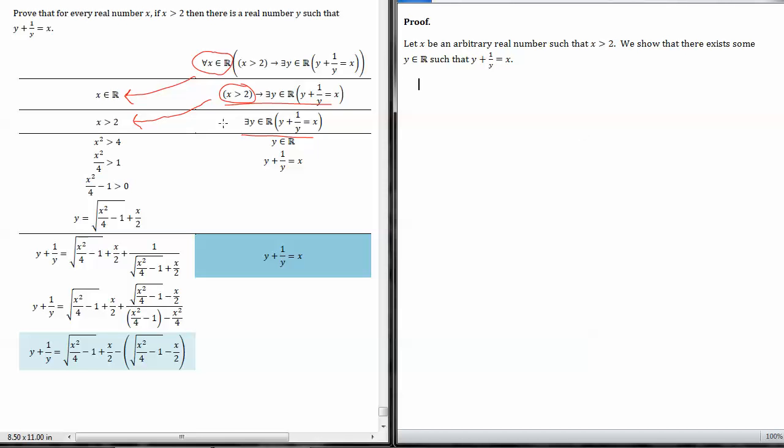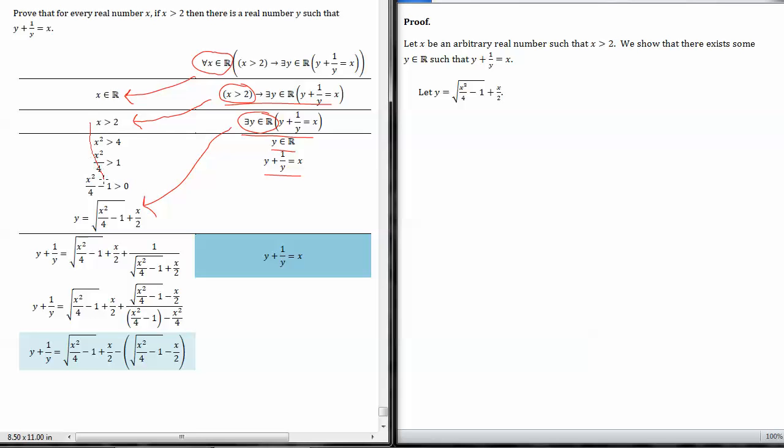Great. And now to prove this existential statement, we had to choose a value for y. And here's what we did. And then we needed to prove that y was a real number, and then this equation holds. So we can say let y equal the square root of x squared over 4 minus 1 plus x over 2.